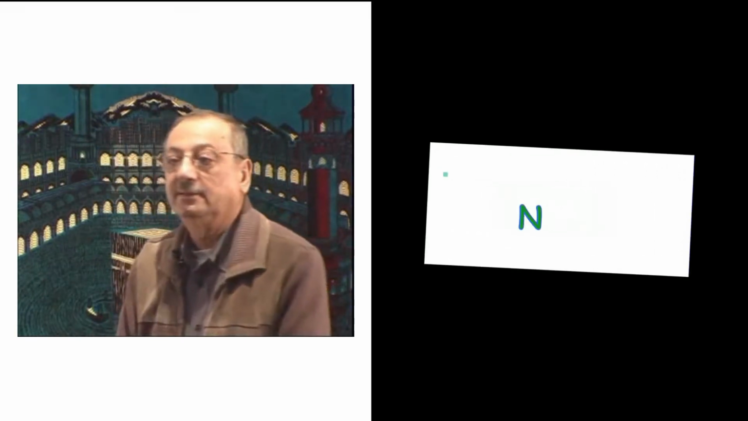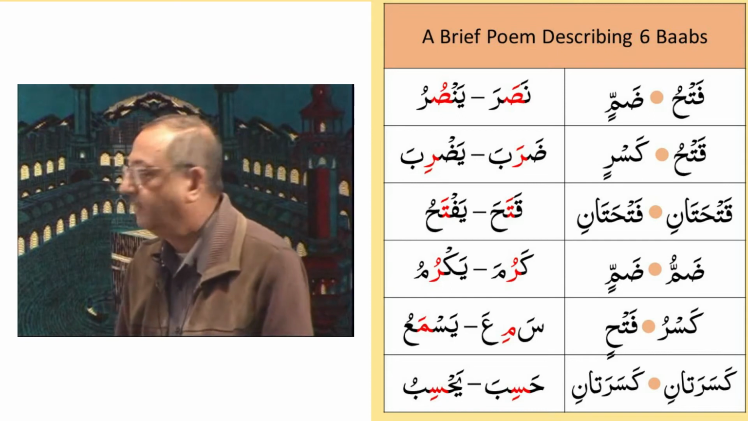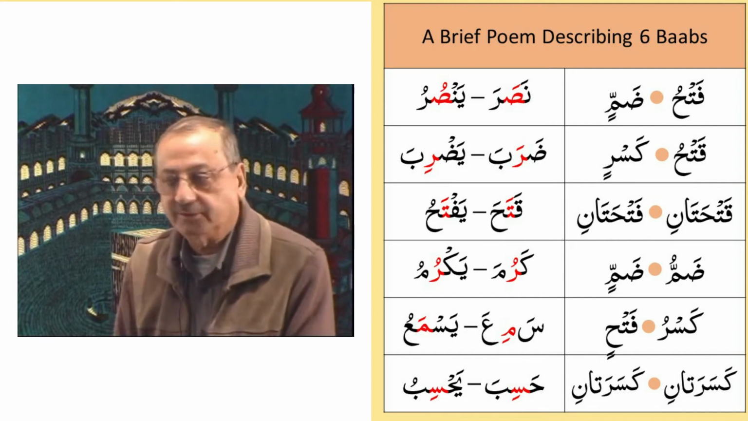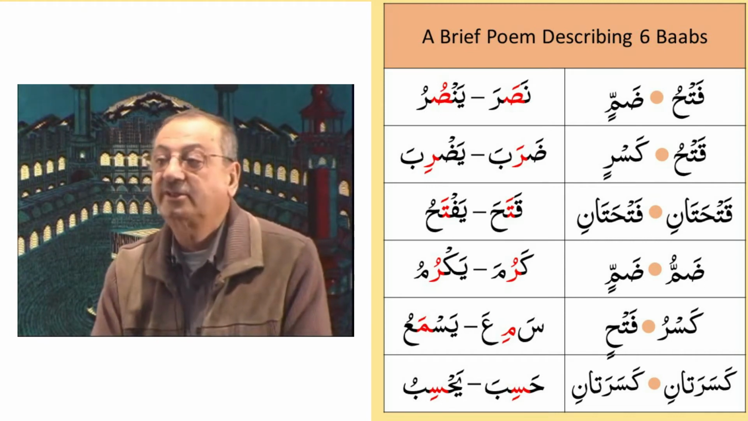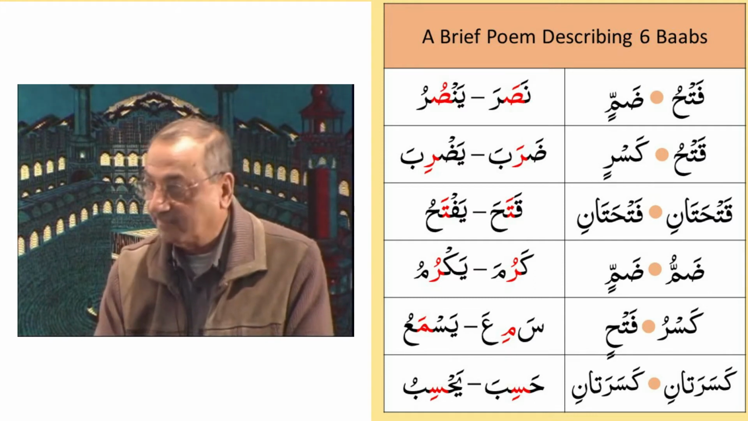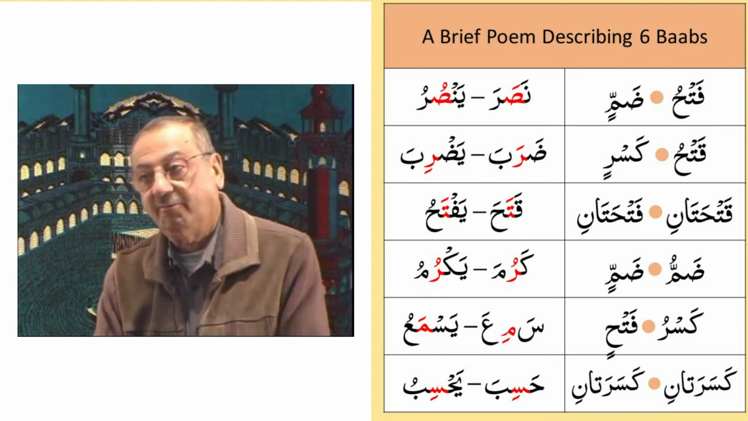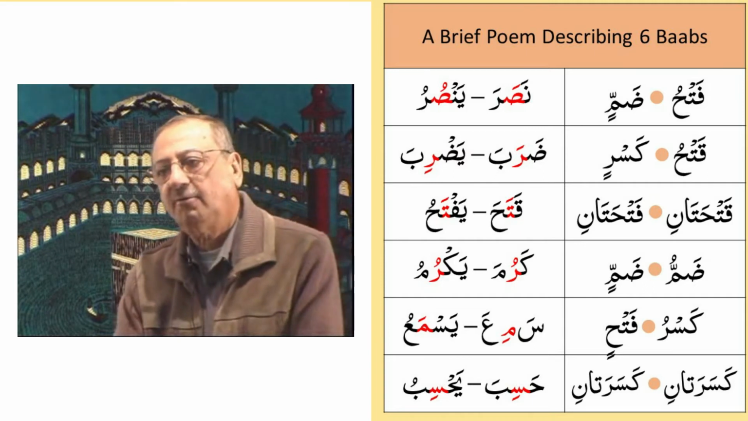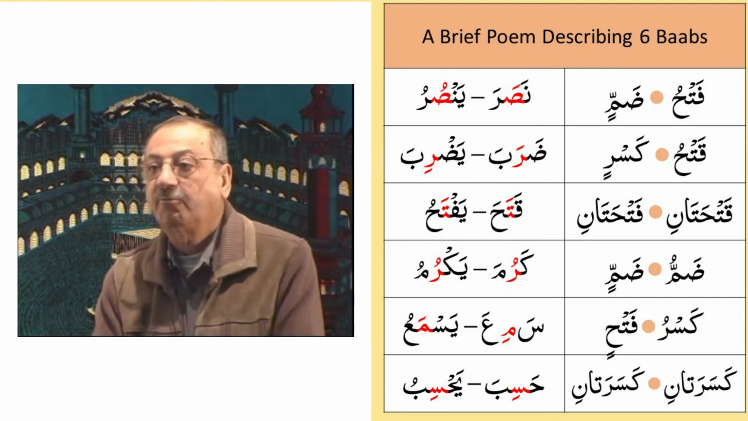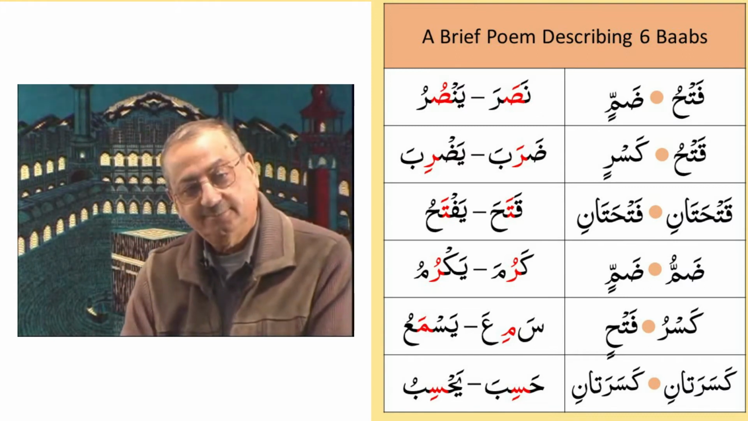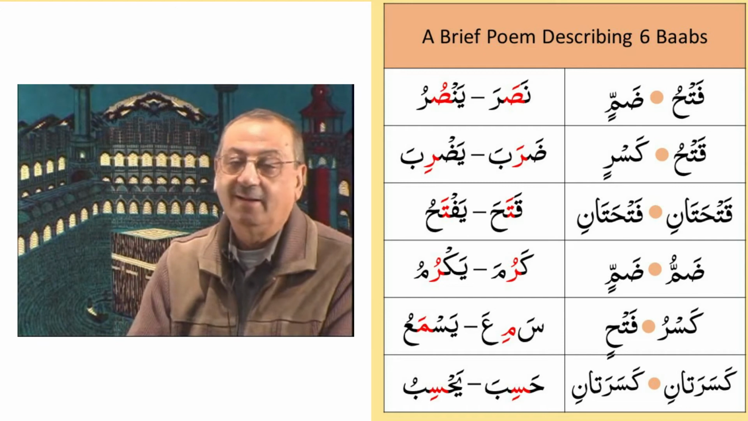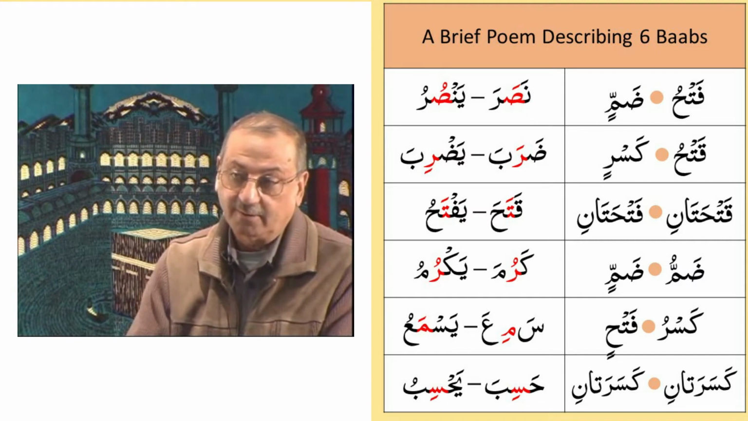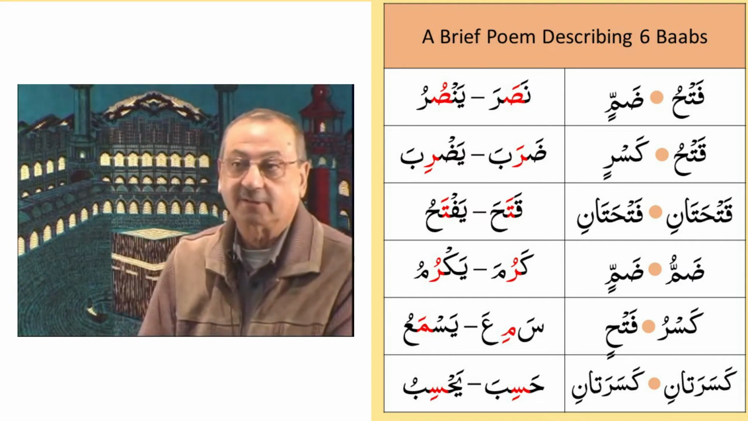Now we come to the second part of our study, and that is that fi'l thulathi has got six babs. Do you remember? Bab Nasara, Bab Daraba, Bab Fataha, and Bab Sami'a, Karuma and Hasiba. But four of them are prominent. And in the four of them, the ain kalima changes. Ain kalima ends with a dhamma, or a kasra, or a fatha. Are you with me? Keep that in mind, because that will help us.